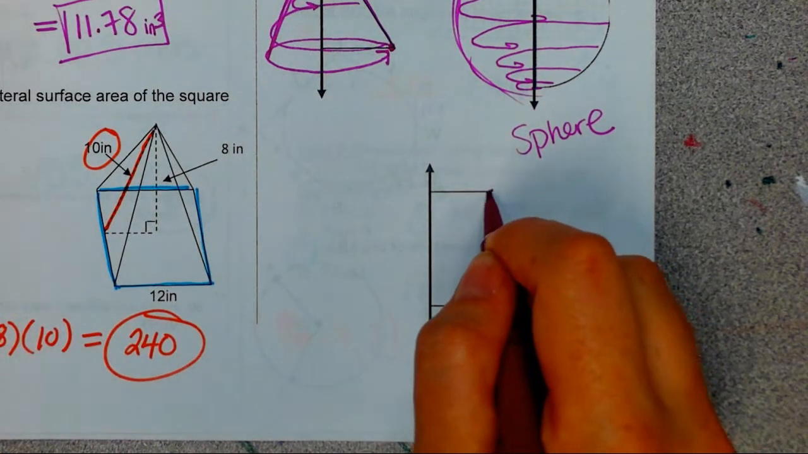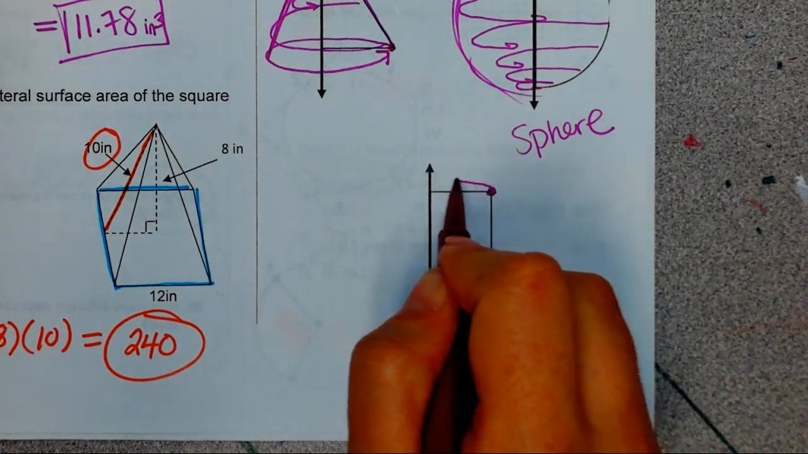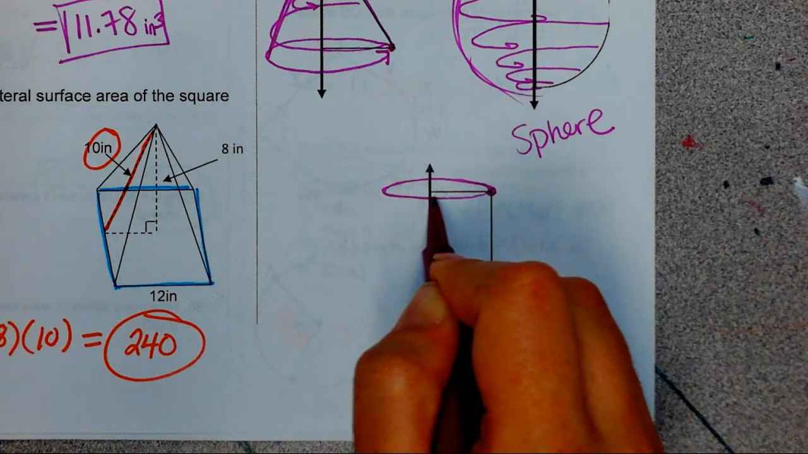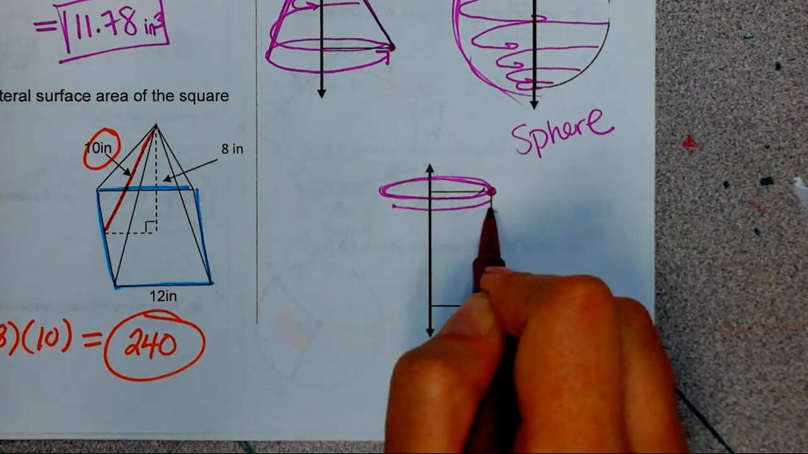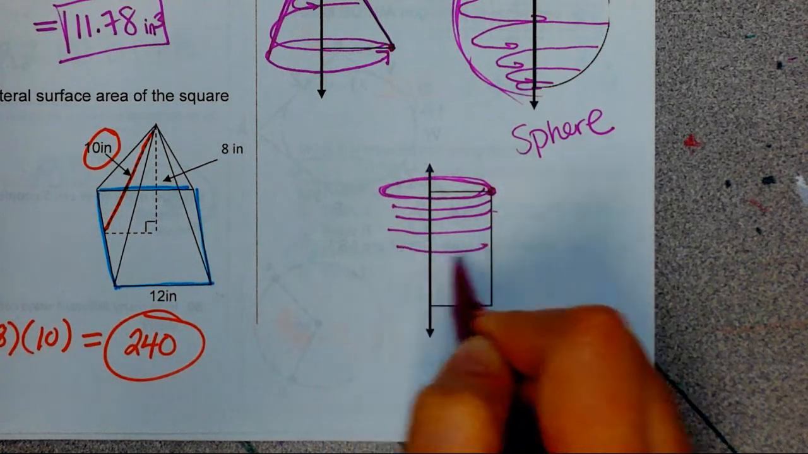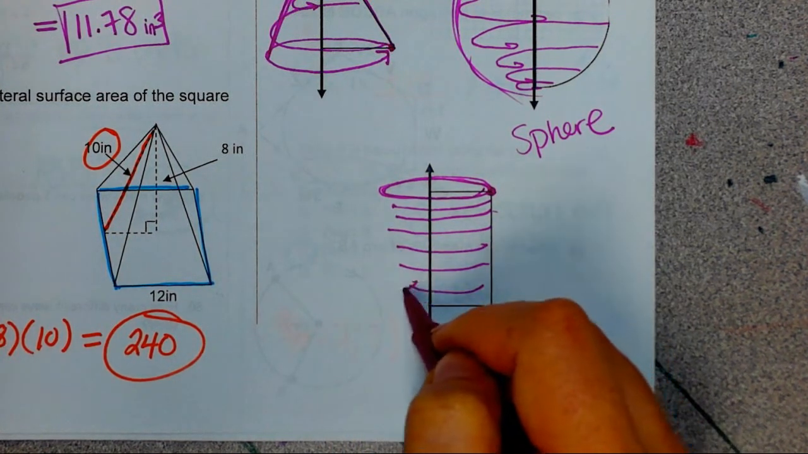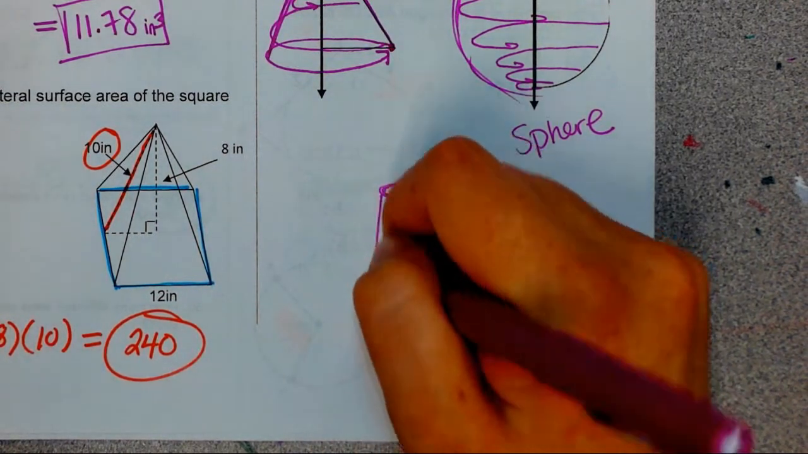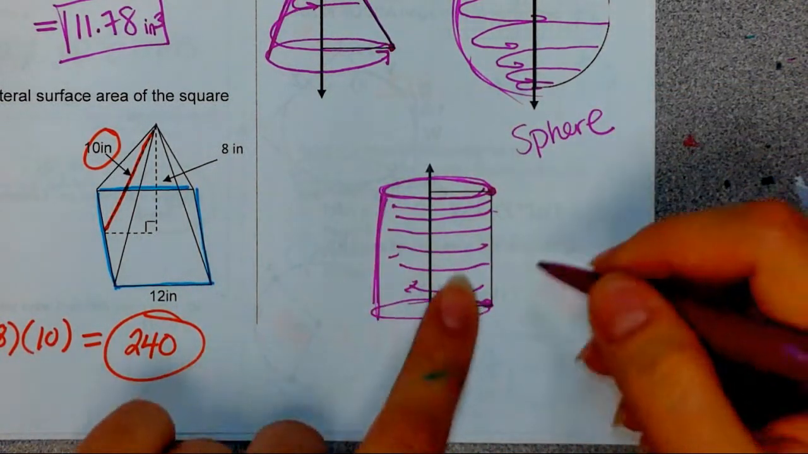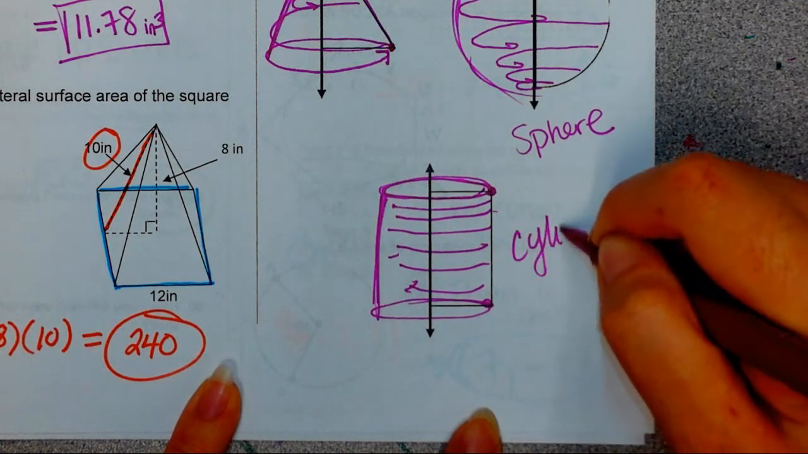And then for the rectangle, again, these are rotating in circular motions. So it's going to form this circular shape here. And then these are all getting rotated. This whole line is getting rotated. And then this is getting rotated around. So the shape that it forms is a cylinder.